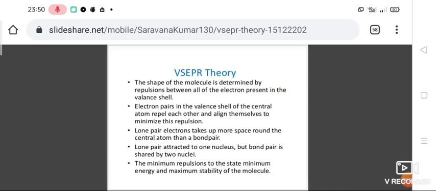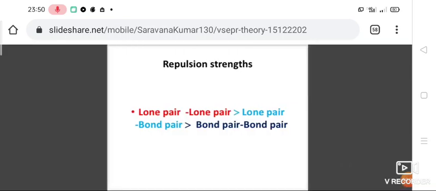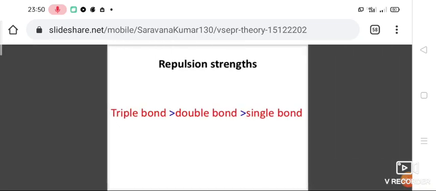The shape of the molecule is determined by bonding and lone pair electrons. Repulsion strength: lone pair-lone pair repulsion has the most strength, then lone pair-bond pair has less than that, and bond pair-bond pair has the least. Repulsion strength: triple bond has more strength than double bond, which has more strength than single bond.